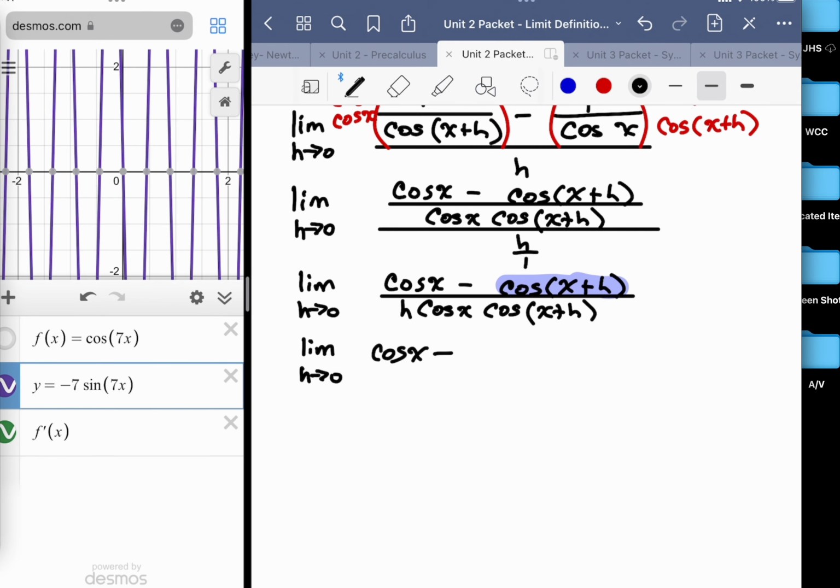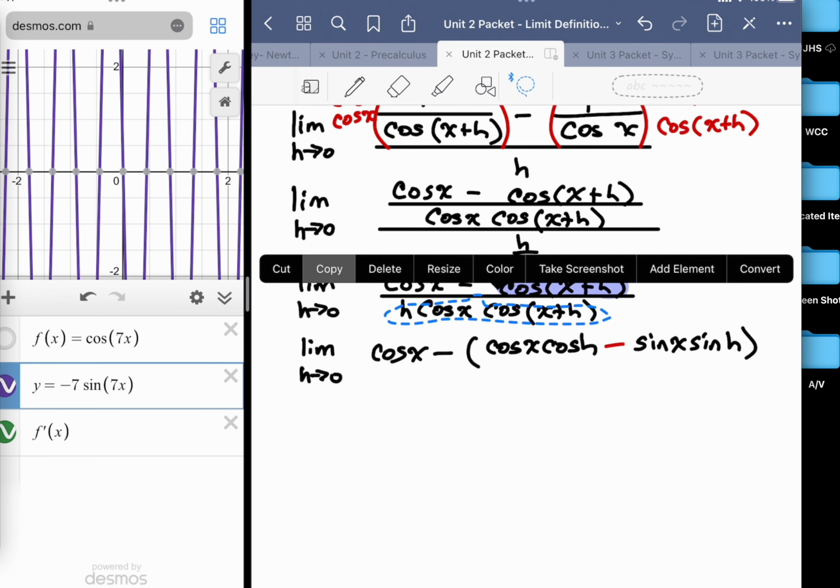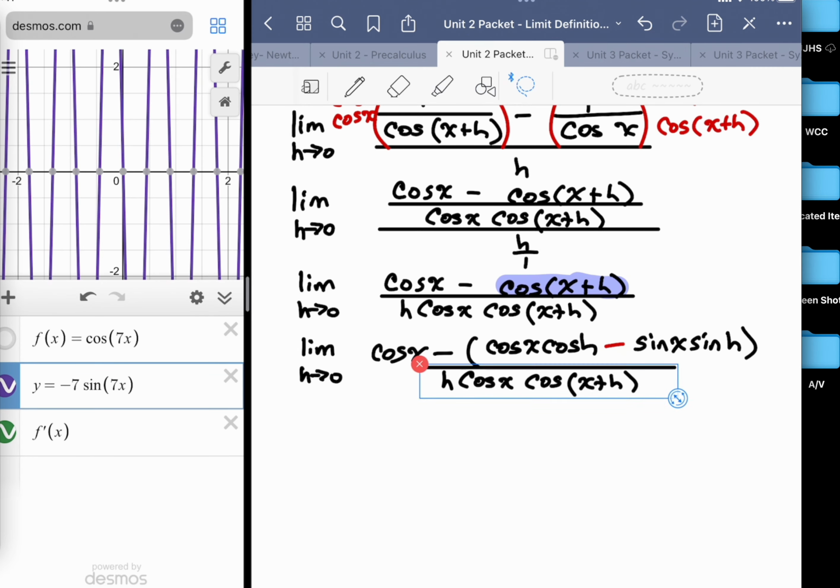So cosine of x minus, so then we need our sum rule for cosine. Cosine x cosine h, minus, and remember it's the reverse sign for cosine. It's fun to say. Sine x sine h, all over that lovely looking denominator, which comparatively speaking isn't as bad as some that we've seen. Let me get a different fraction here. Bring this down.